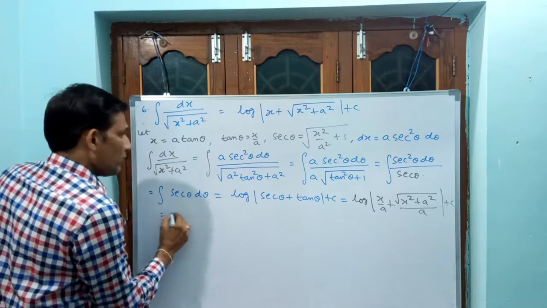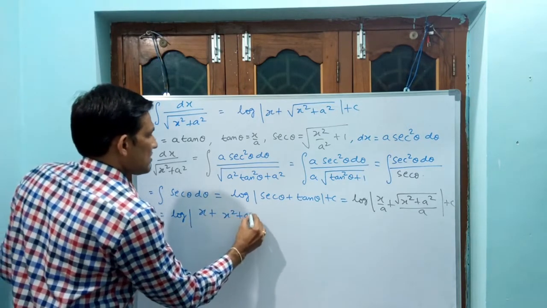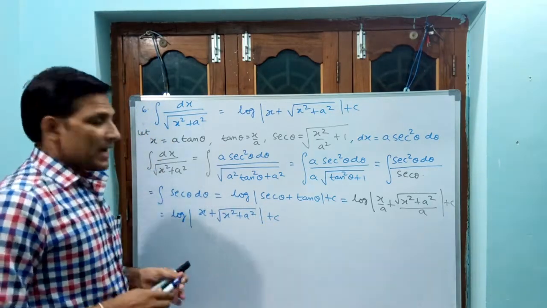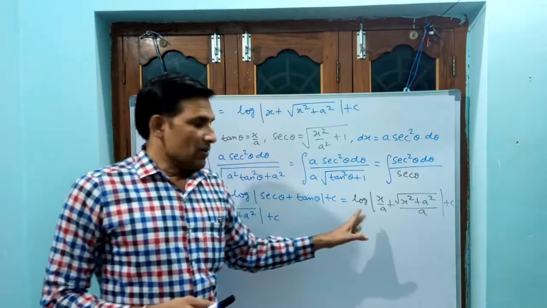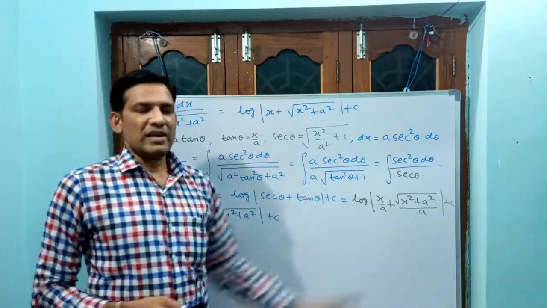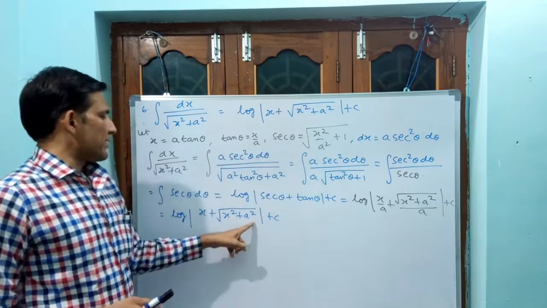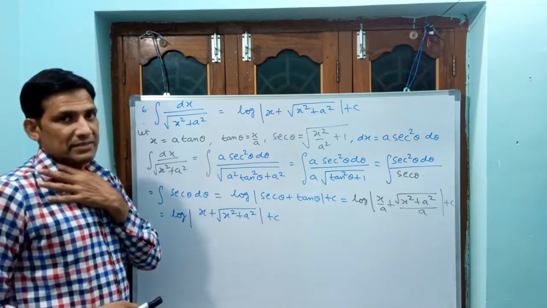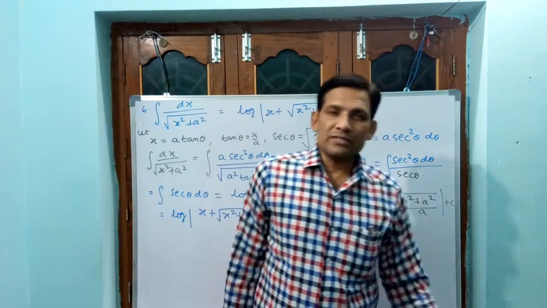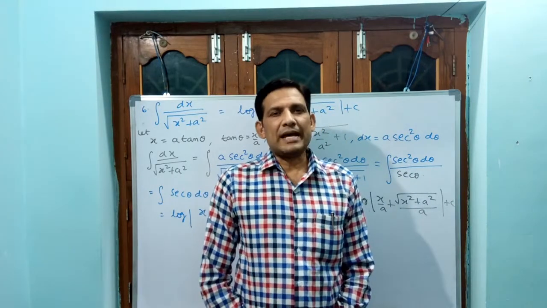Write down: that is equal to log of modulus x plus square root of x square plus a square, plus c. What happened? Divided by a is there. Log m minus log n: that minus log n I have mixed in c. Like that you think. Now is it okay? Log of x plus square root of x square plus a square, modulus, plus c. We have finished these 6 standards, and we will close this class here.